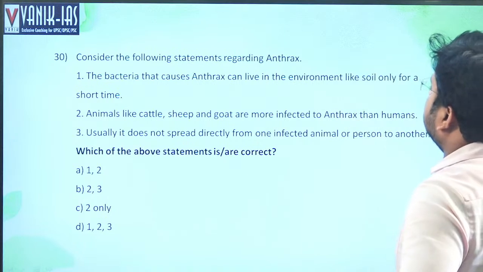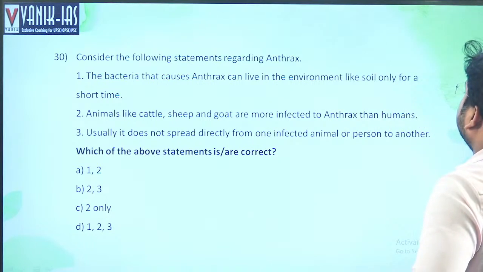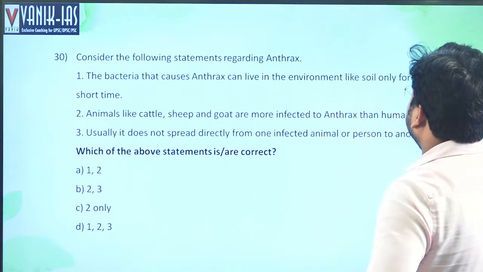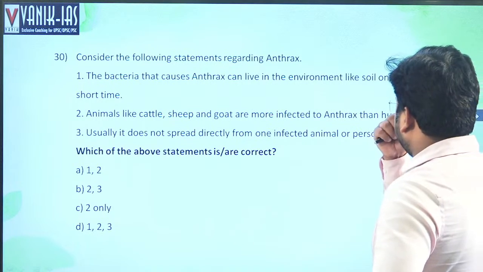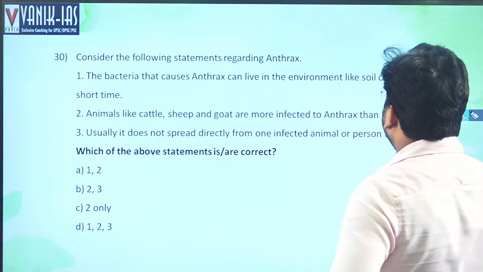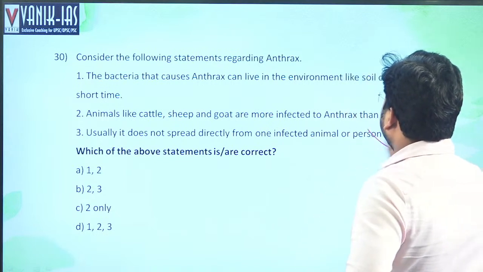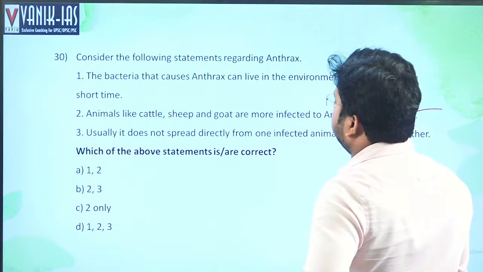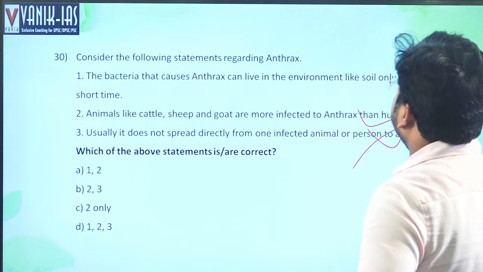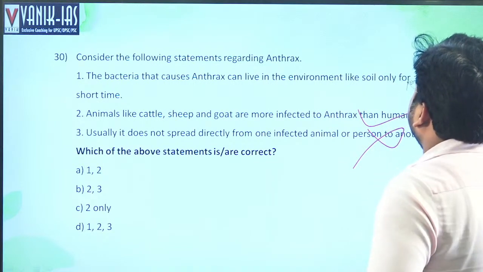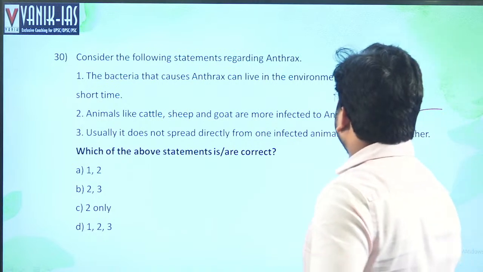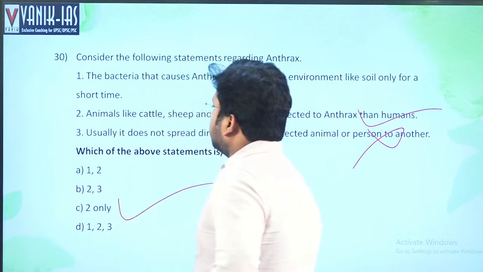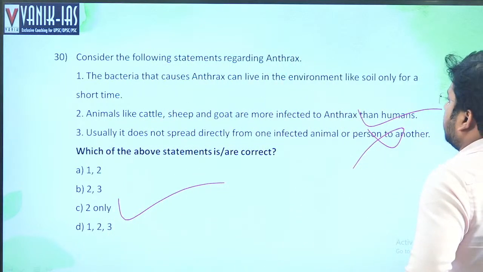Consider the following statements regarding anthrax. The bacteria that causes anthrax can live in the environment, like soil, only for a short time. Animals like cattle, sheep, and goats are more infected by anthrax than humans. Usually it doesn't spread directly from one infected animal or person to another. The third is wrong. The second is also right. The first is wrong; the bacteria can stay in soil for a long time. So 2 only is the answer. Next.